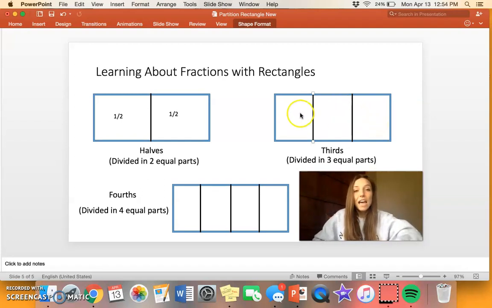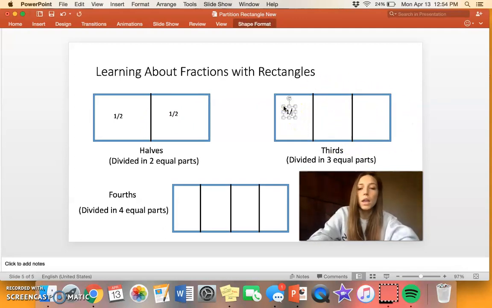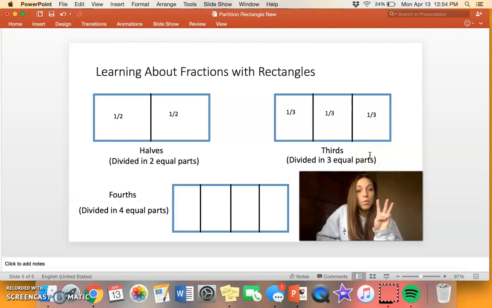So instead of writing 1/2 for this side like I did over here, I have 3 total pieces. So this piece would be one of my 3 pieces. Same with this. This is one of my 3 total pieces. And same with my last one over here. One of my 3 total pieces. So if it is divided into 3 equal parts, that is thirds.